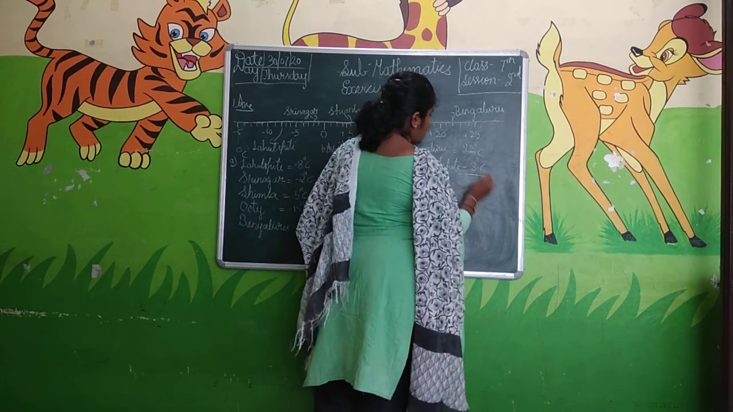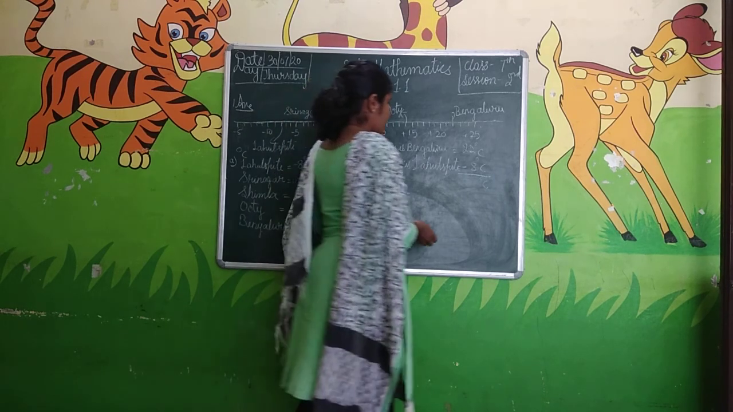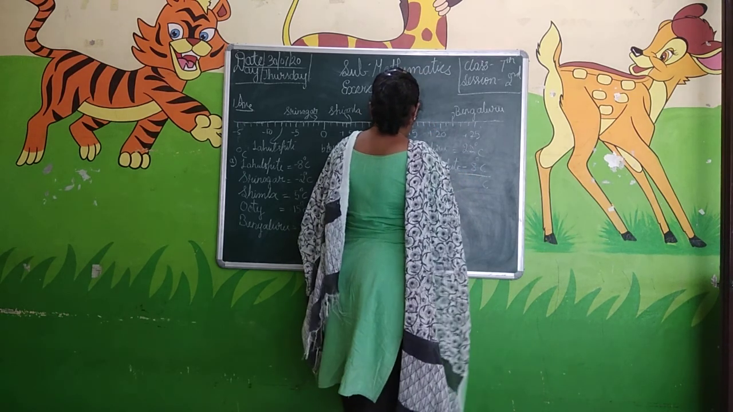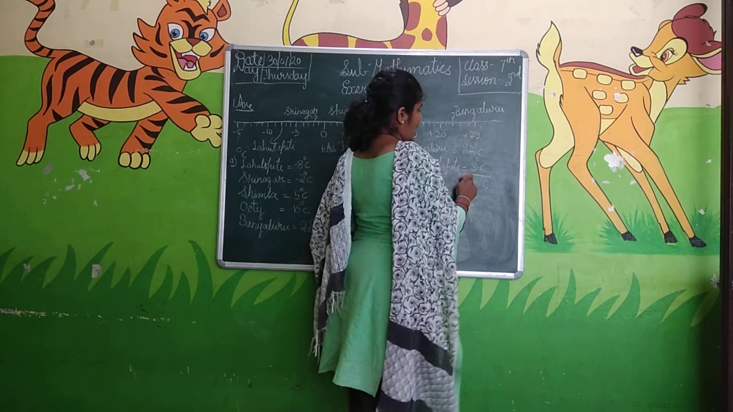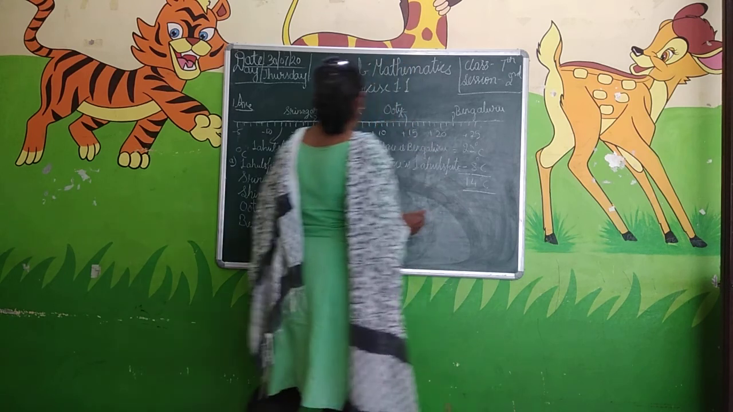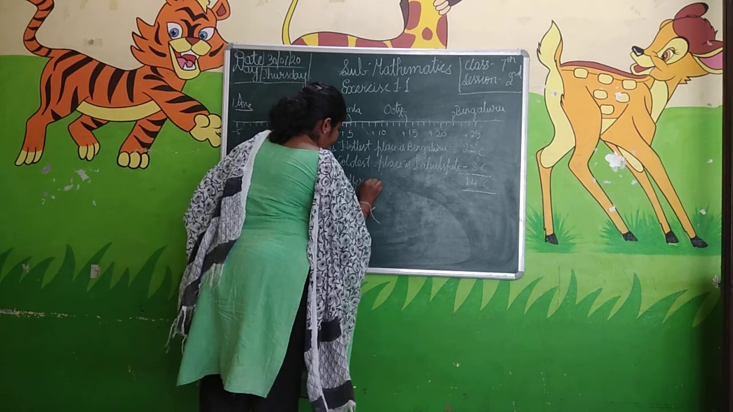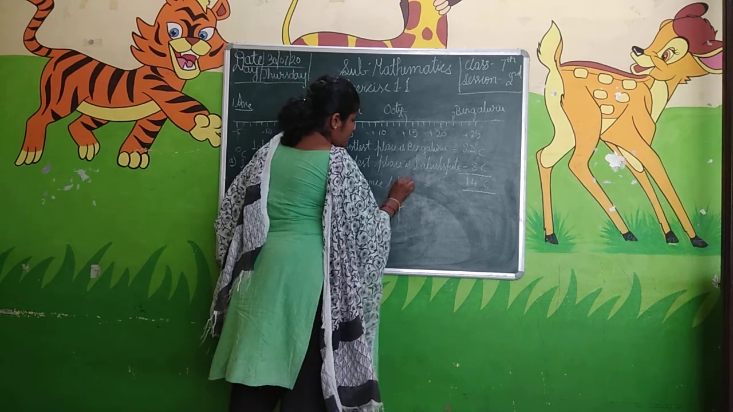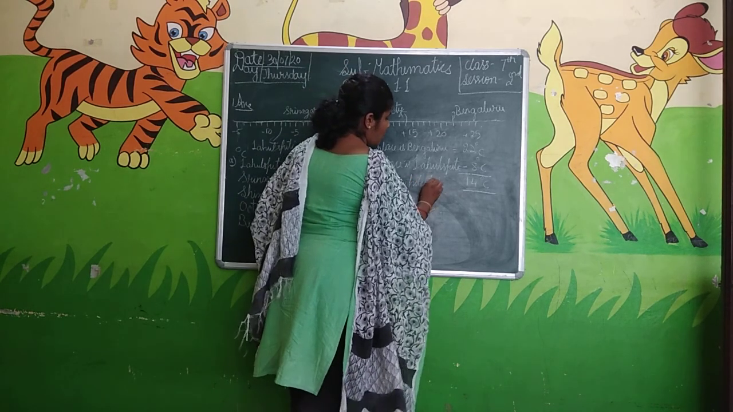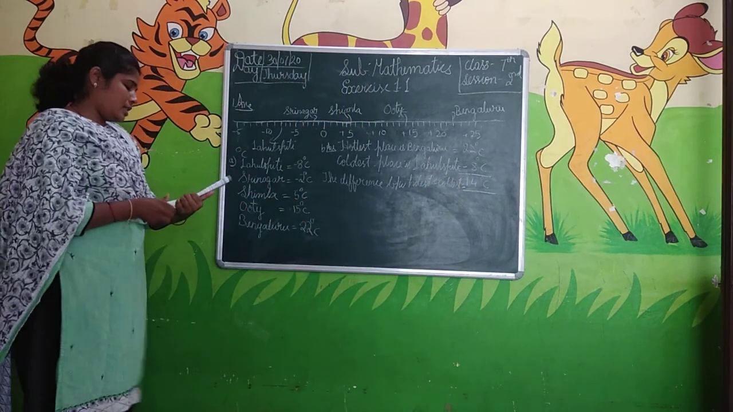Okay, as we have 22 degree Celsius and 8, what is the temperature difference then? We will write it as 30 degree Celsius. Okay. Write the statement also. The difference between the hottest and the coldest is 30 degree Celsius. Okay, copy this.